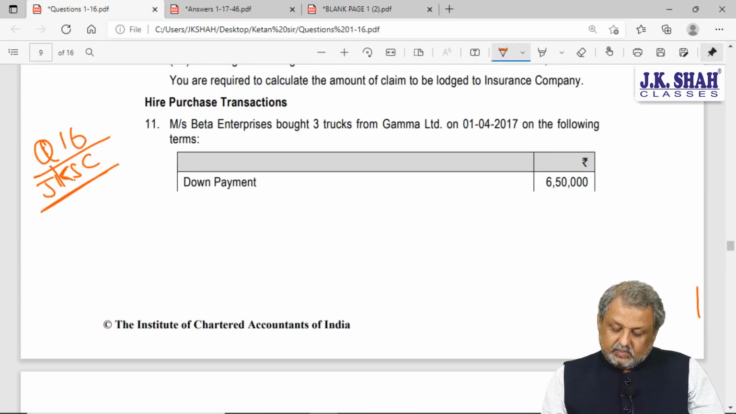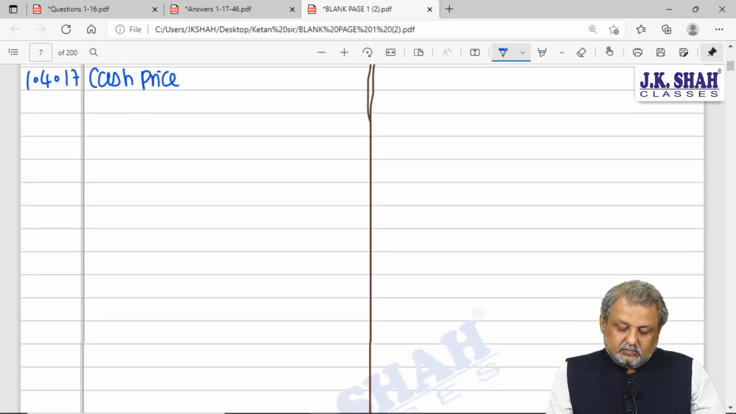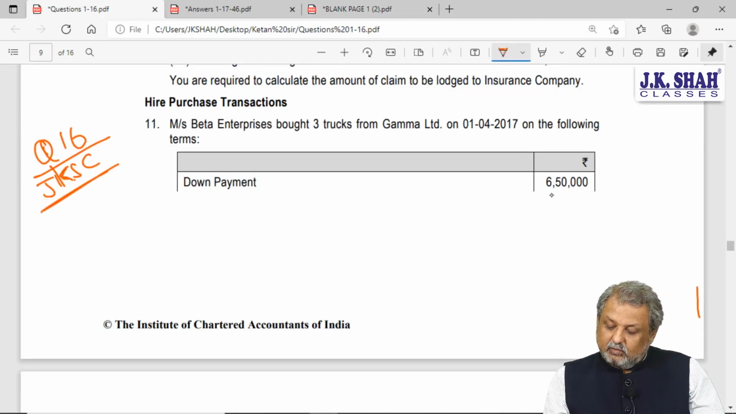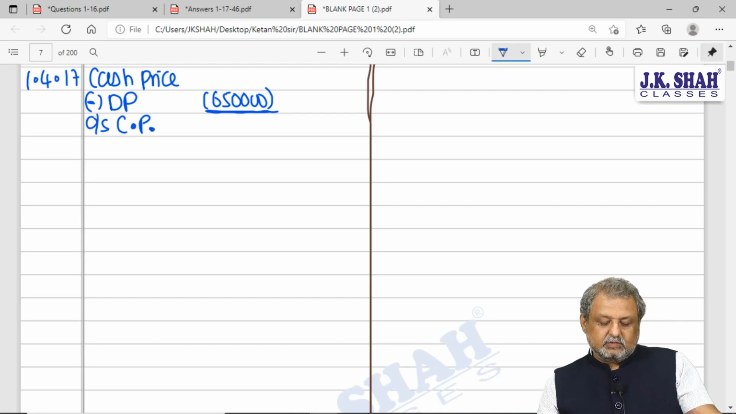So we begin. It is purchased on 1st April 17. Cash price less down payment. The down payment is given to us. Down payment is 6,50,000. The down payment is made on the first date itself. So outstanding, I am writing in short, now cash price.